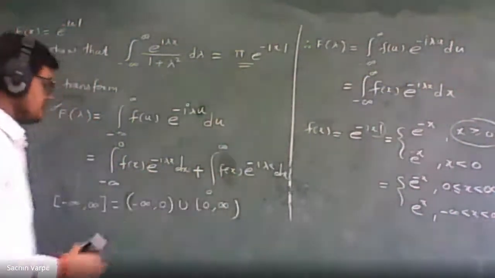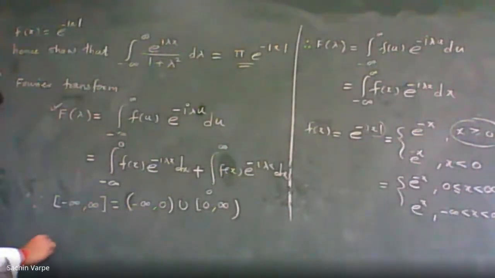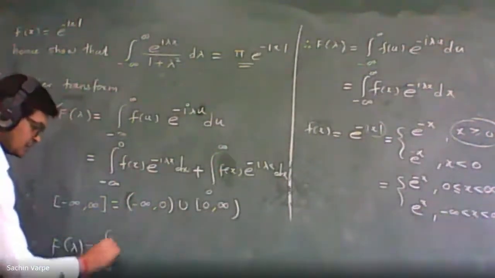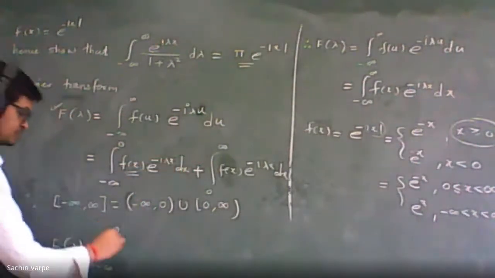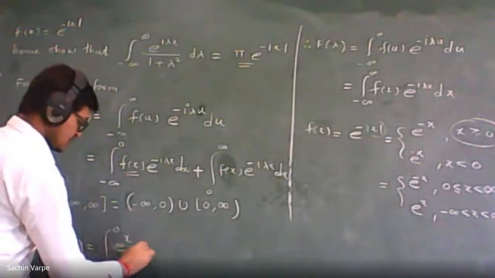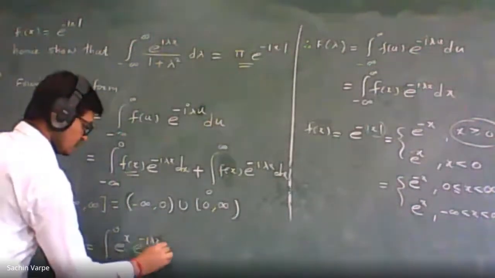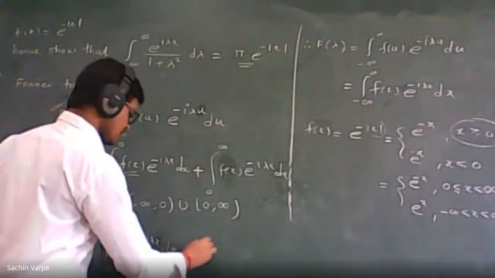Let us substitute. Therefore, I'm writing, since... Is it visible? So f of lambda is equal to the integral from minus infinity to 0. What is the value of the function? In the negative interval it is e to the power plus x, e raised to minus i lambda x dx. All right. Please ask if any confusion.